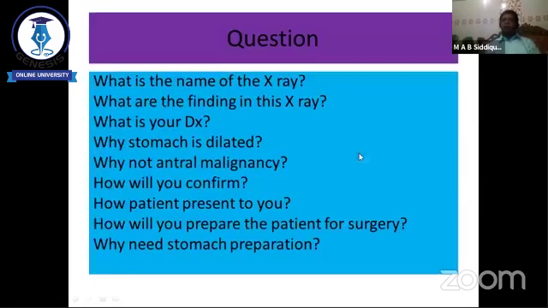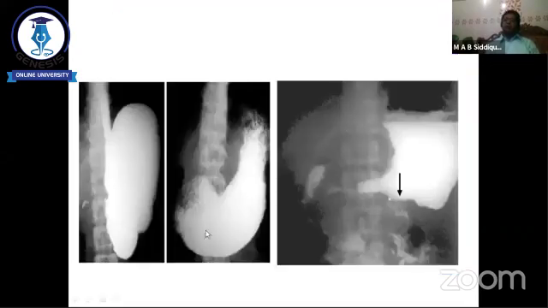So question may be like that: what is the name of the X-ray? X-ray barium meal. What are the findings of this X-ray? There is a hugely distended stomach that reaches up to the iliac crest, and there's a retained food material which is mosaic type, and the margin is smooth. So what is your diagnosis? So diagnosis is pyloric stenosis.